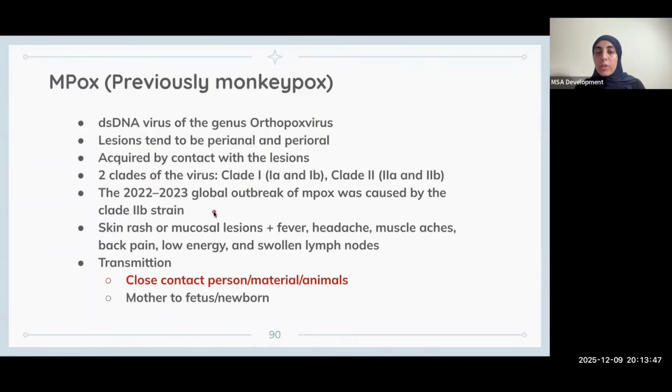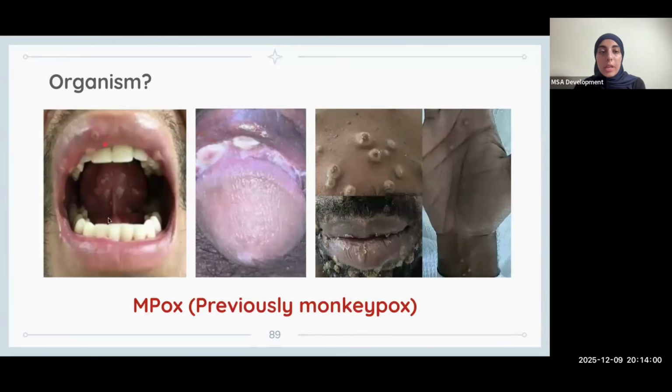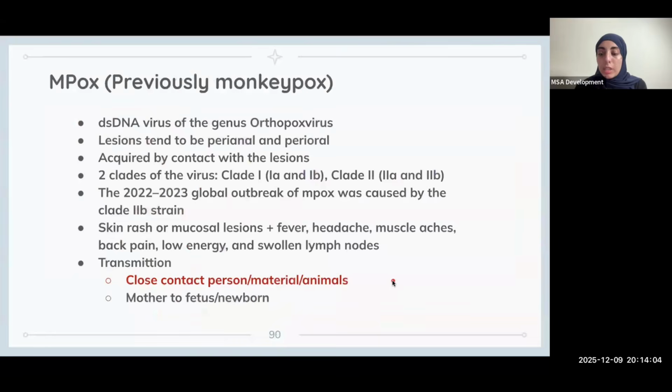The one that was responsible for the global outbreak a couple years ago is clade 2b strain. Is this important? Honestly, I don't think so, but I just put it here for completion's sake. The lesions tend to be perianal and perioral, like you see here around the mouth and also around the genital area, because it was sexually transmitted at some point, and it can be sexually transmitted.